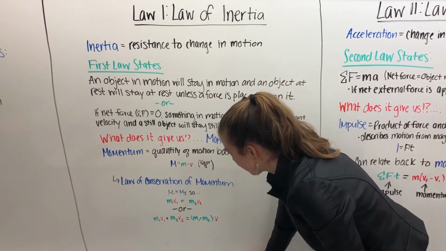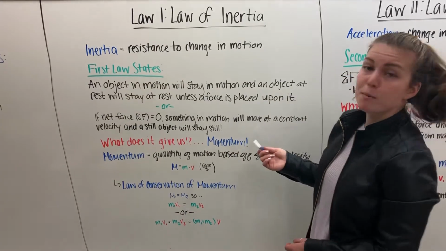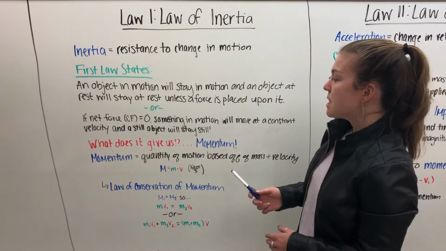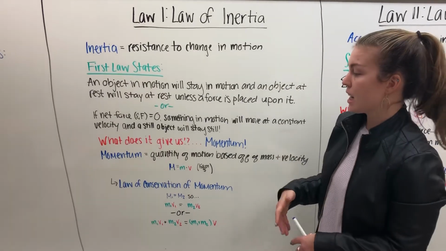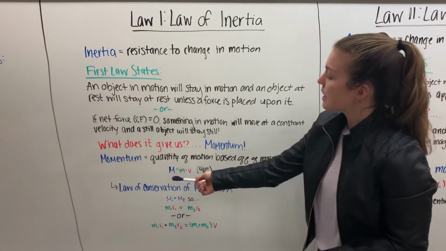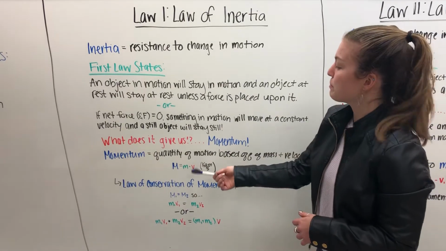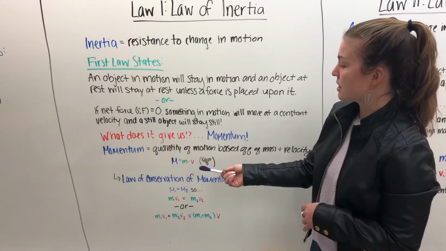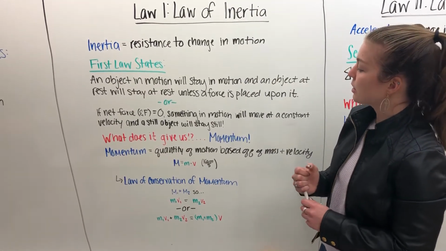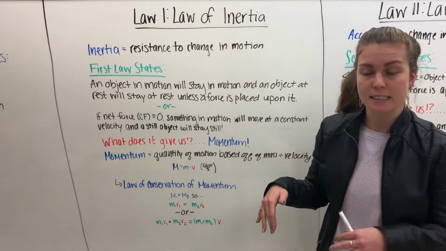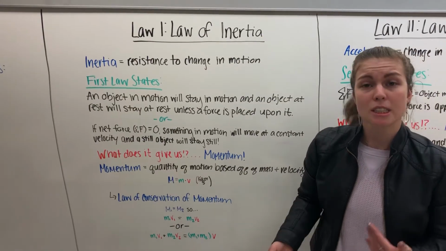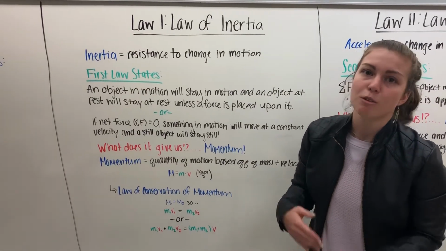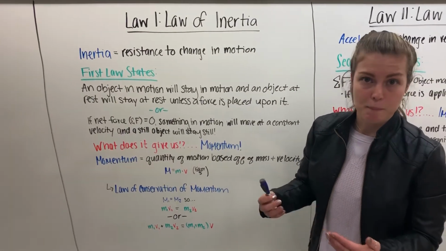So what does this first law give us? It gives us momentum. Momentum is the quantity of motion based off of mass and velocity. So we can write this as momentum, big M, equals mass, little m, times velocity. This is going to be measured in kilograms times meters over seconds. So this gives us our law of conservation of momentum, which essentially states that the momentum from the start will be the momentum at the end if you have an impact.